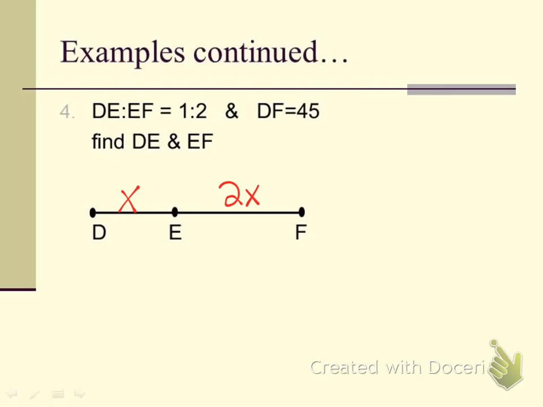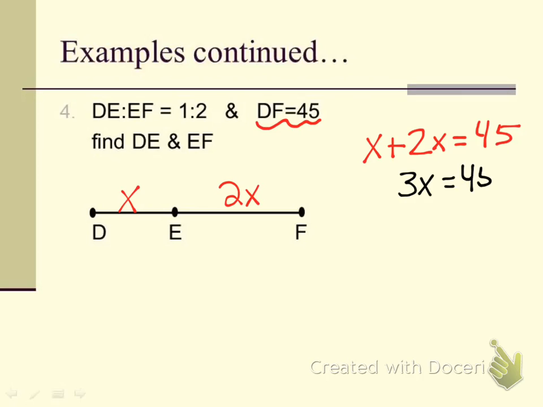And then here's another clue for this problem. The entire length of that segment is 45. So if I took the smaller one, X, and I added the bigger one, 2X, I should have a length of 45. And then you just solve that to find your X. What is X plus 2X? Wake up, guys. 3X equals 45. When you solve for X, what do you get?